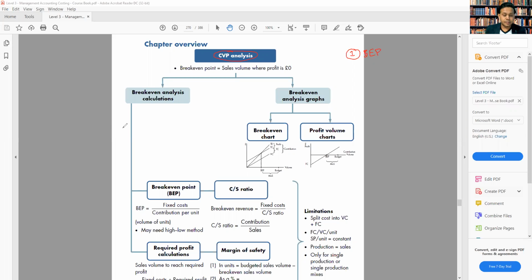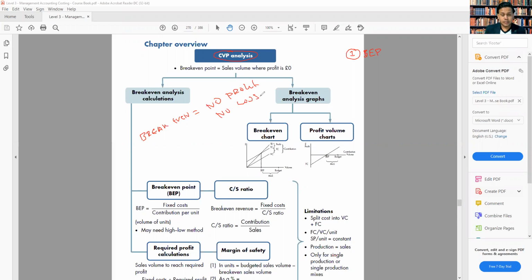So break even means no profit and no loss.